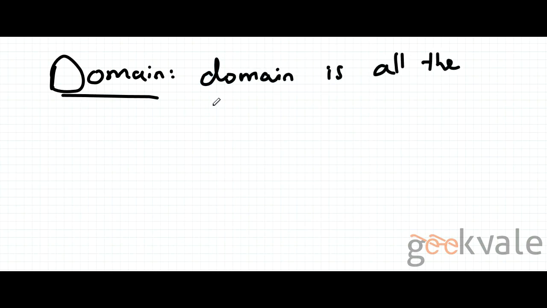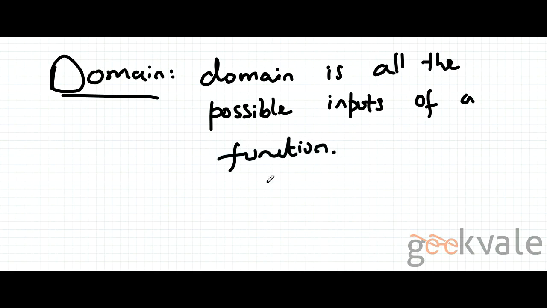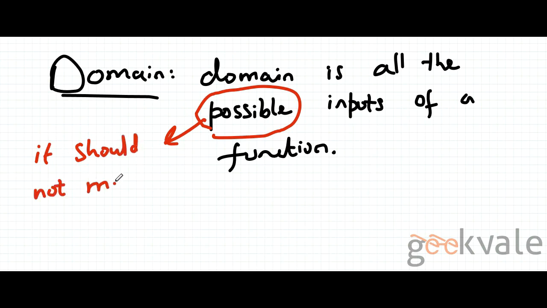First thing first, we're going to talk about the domain of the function. The domain is all the possible values that you can input to the function. By possible, we mean the values that cannot make the function go undefined. If the function goes undefined for any value, that cannot be part of the domain of the function.